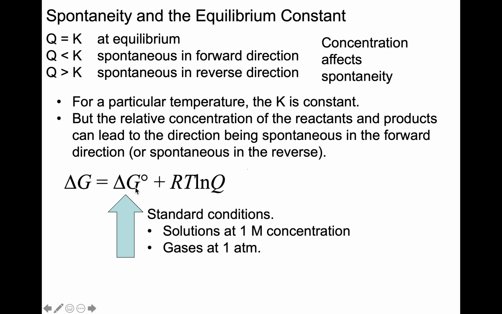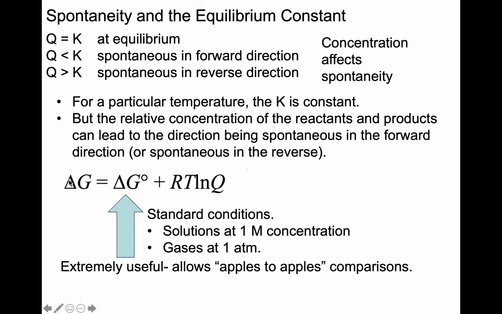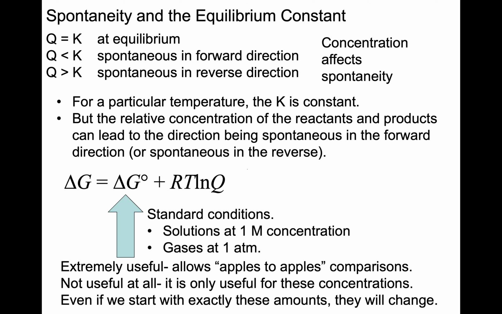Delta G naught, let's remember, that's describing standard conditions. The solutions would have a 1 molar concentration, gases would be at 1 atm. So if we're thinking about this expression, this is really important for us. You could say that information about the Gibbs free energy under standard conditions is extremely useful. You can make that case because it allows apples to apples comparisons. We're taking everything and saying, let's consider it the same way. Same concentrations, same amounts present. That's useful to know. But you could also turn it around and say it's not useful at all.